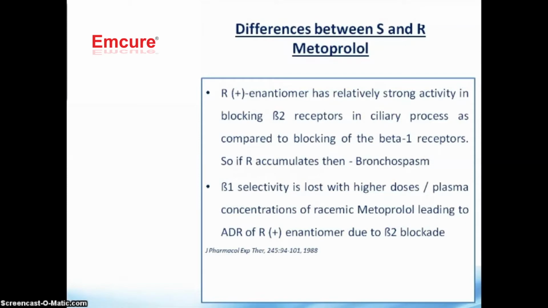The R enantiomer has relatively strong activity in blocking beta 2 receptors, which are found in the bronchi, as compared to the blocking of beta 1 receptors. So R accumulates and therefore it causes bronchospasm. Beta 1 selectivity is lost with higher doses, and plasma concentrations of racemic metoprolol lead to adverse events of the R enantiomer due to the blockage of beta 2 receptors. So this is more or less what we have discussed in the tabular form. We are now talking about it in detail so that you understand it better.